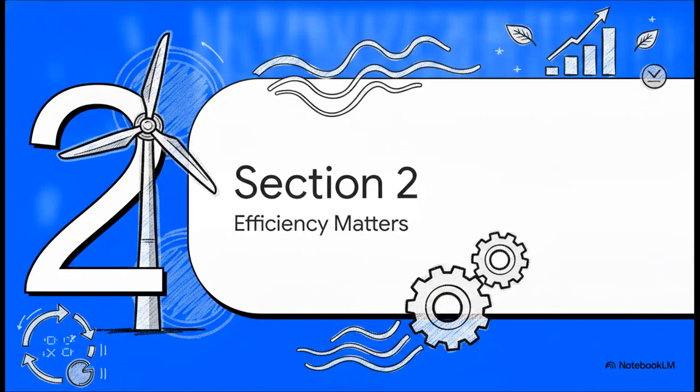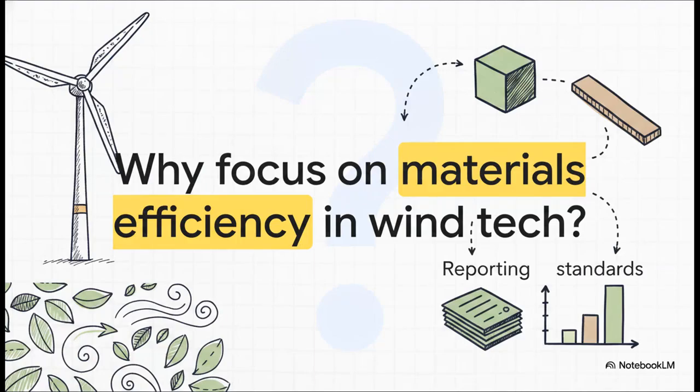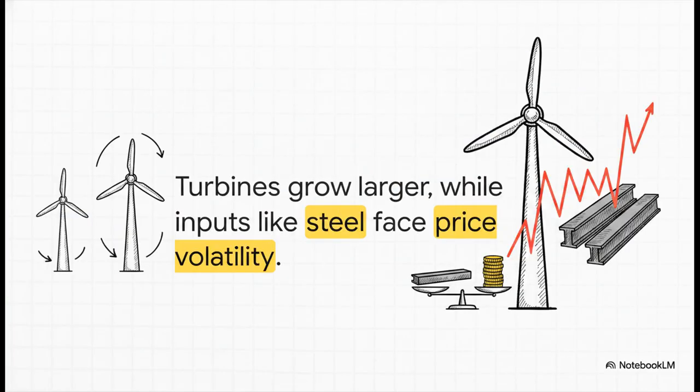Moving right along to Section 2, Why Materials Efficiency Matters. Before we hit you with the heavy calculations and the specific metric codes, we really have to ask ourselves, why focus so heavily on materials efficiency in wind tech? I mean, after all, wind is a renewable resource, right? So why are we so incredibly concerned with the physical materials used to capture it? Well, the answer comes down to cost and scale.